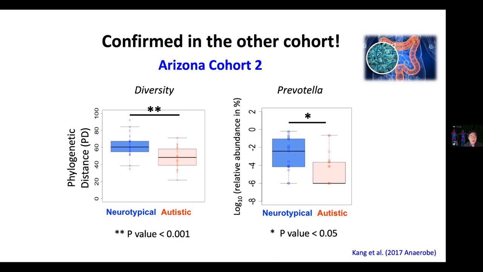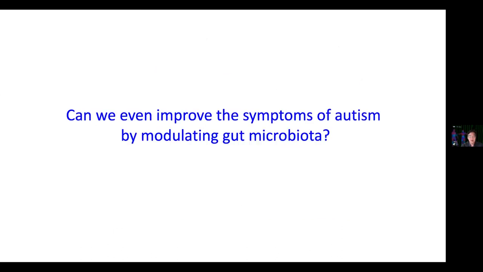to investigate the gut microbiome again. Surprisingly, and happily, we confirmed these two results in this cohort as well. Diversity was much higher in the neurotypical children, as you see on the left side of the graph, and the abundance of Prevotella was also higher in the neurotypical children. Given the heterogeneity of the human gut microbiome, it is important that this observation was reproduced in two different cohorts. The next question was how we can increase the diversity of the gut microbiome in children with autism. Is there any way that we can increase the relative abundance of Prevotella?